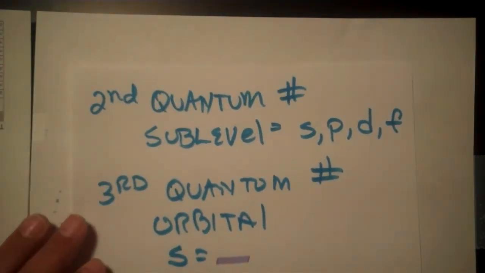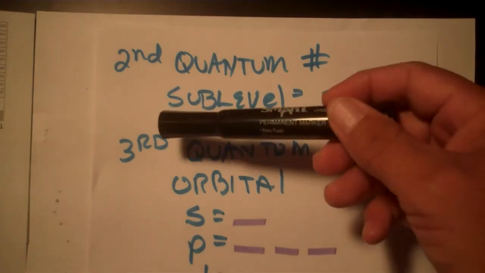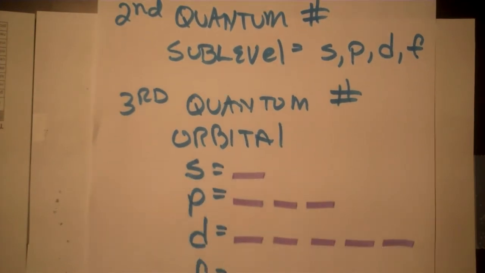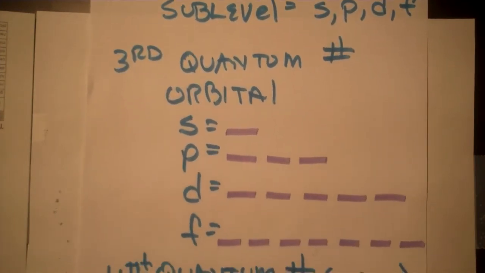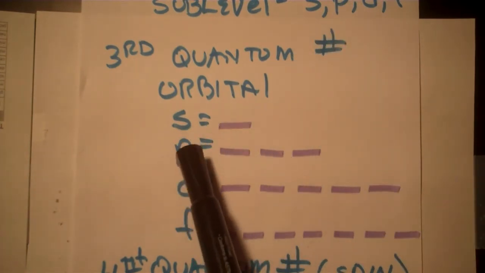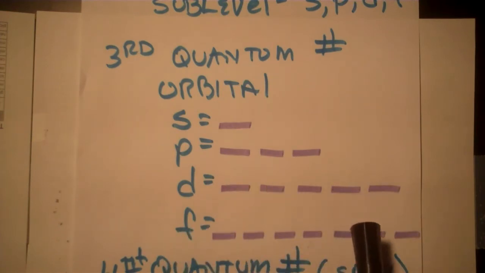We also said that the second quantum number is where the electrons go on those energy levels. They go to a sublevel, and the sublevels are named S, P, D, and F. After they go on the sublevel, they go into certain orbitals, which is the third quantum number. And different sublevels have different numbers of orbitals. The S has 1, the P has 3, the D has 5, and the F has 7.